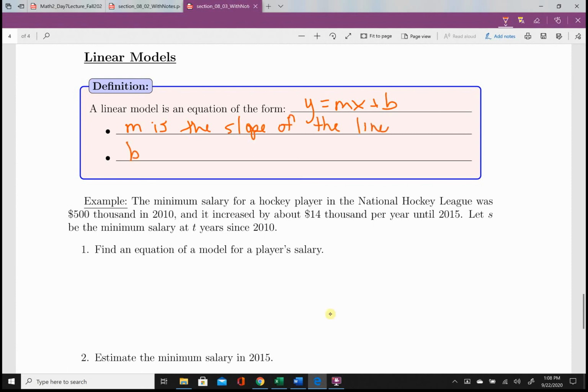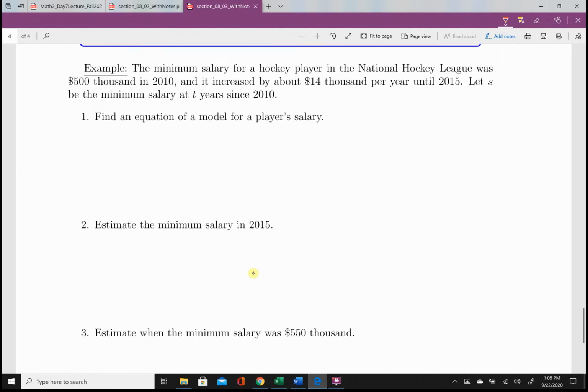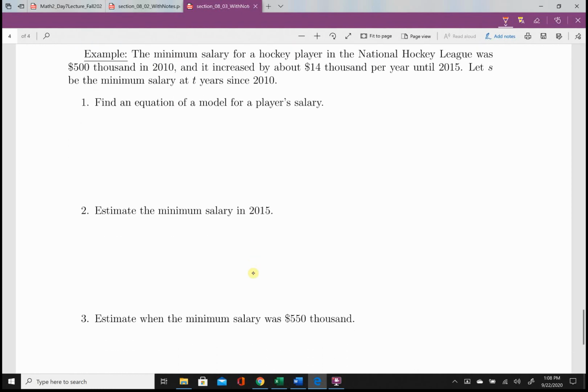And b is the y-intercept, which is just a fancy way of saying the place where the line crosses the y or vertical axis, okay? Now you might not necessarily use x and y to represent your independent and dependent variable respectively. You might use other letters.